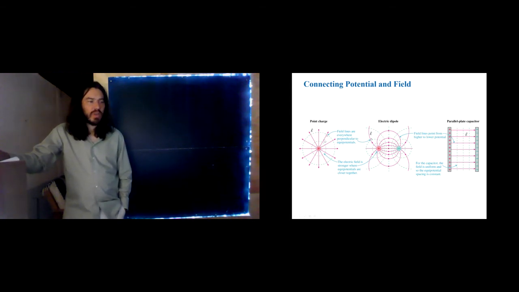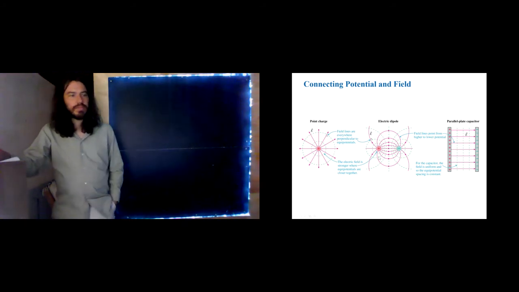Notice that the electric field always points from high potential to low potential, which means that the very highest potential is here in the center and that it goes down as you get farther away. What else could we learn here? Well, recall that the spacing of the electric field lines is proportional to the magnitude. So we see that the electric field is stronger here than it is here.